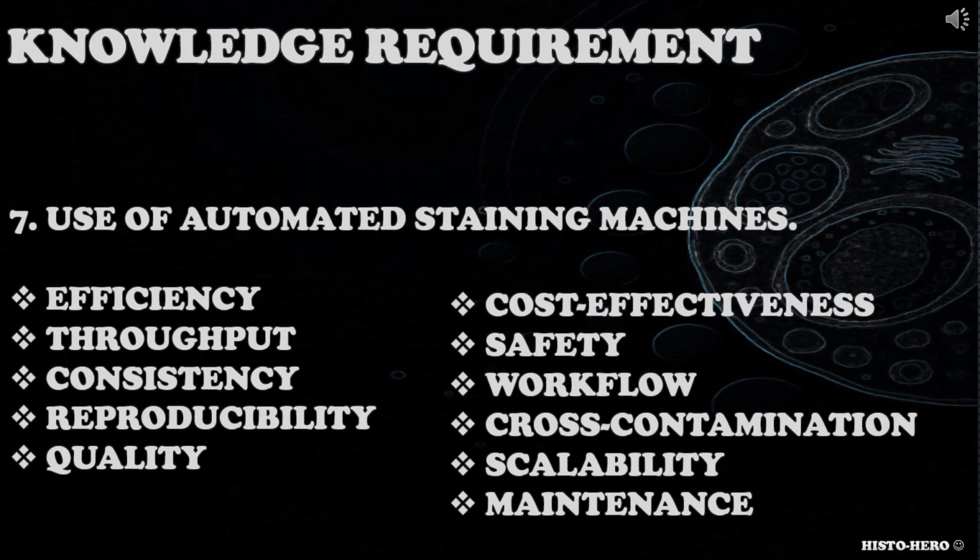The seventh knowledge requirement is use of automated staining machines. Candidate needs to have the knowledge and understanding about automated staining machines. You could ask the candidate to explain how to perform automated H&E staining, to list the benefits of automated staining, to compare automated and manual staining, to list various automated staining machines.